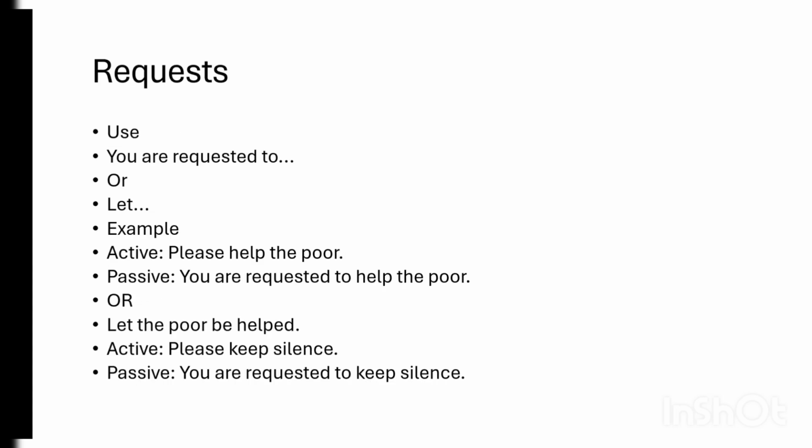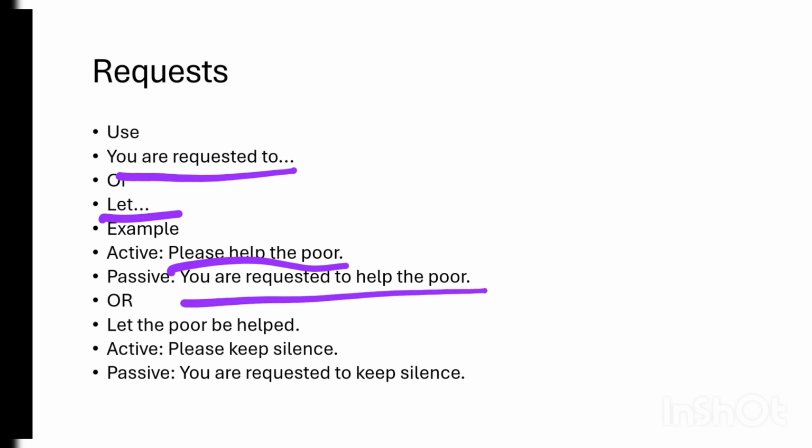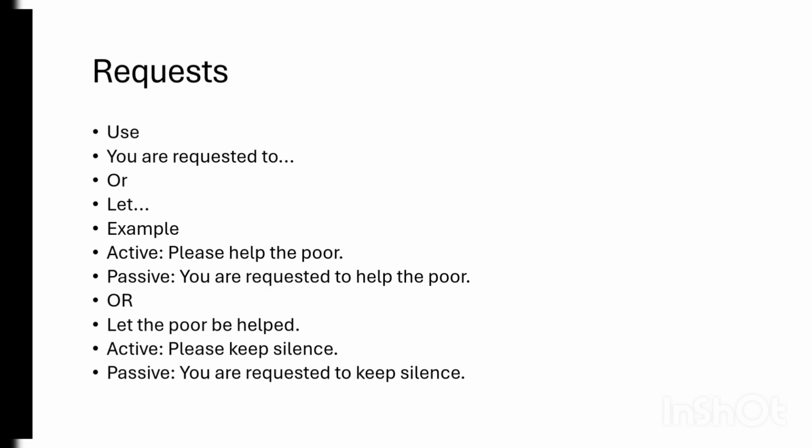Now, if requests are there, then use you are requested to, or let can also be used. For example, please help the poor: you are requested to help the poor, or let the poor be helped. Both are fine. Please keep silence: you are requested to keep silence. Requested, because please is there, which means you are making a request.